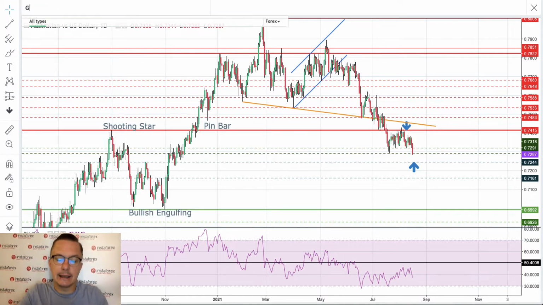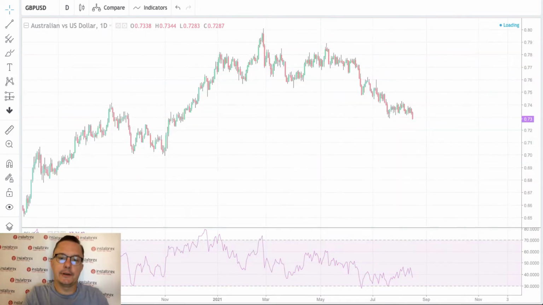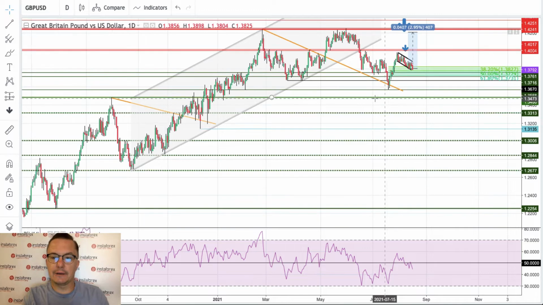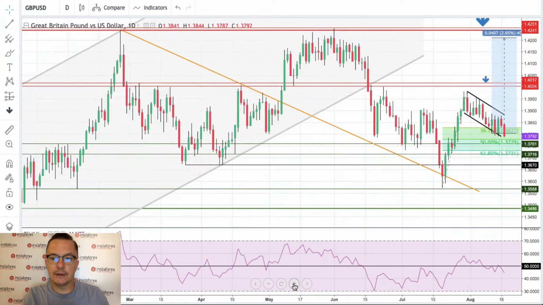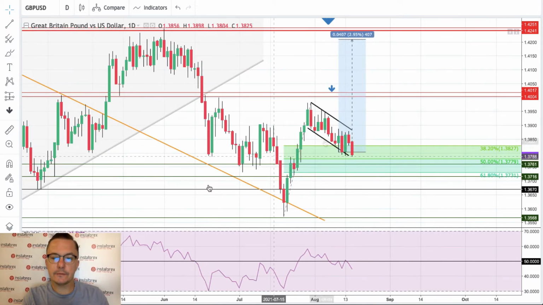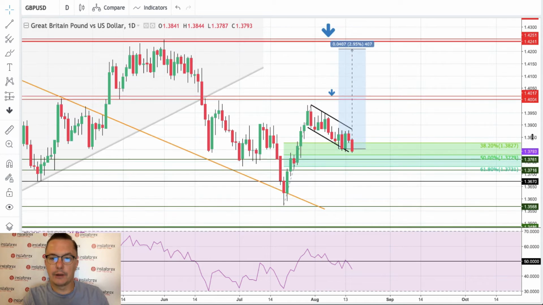I guess that the British pound is doing something as well. What do we have here on the British pound? The first thing is, let me just zoom in. We are again going down, and this kind of flag pattern is not working for now. It looks like this bounce from 1.3568 is completed right now.